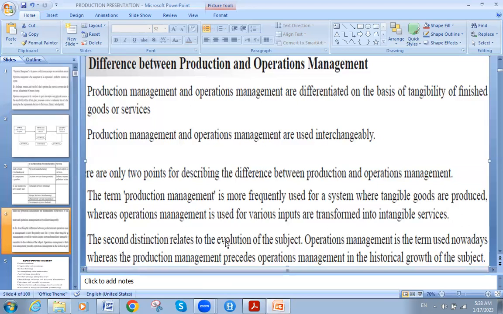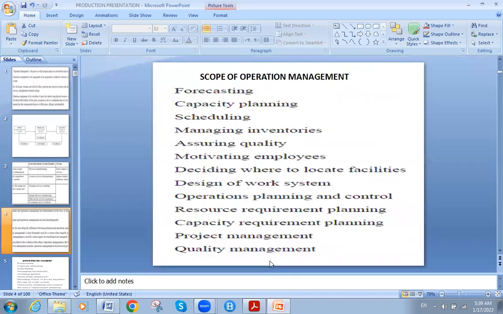The second distinction relates to the evolution of the subject. Operation management is the term used nowadays, whereas production management precedes operation management in the historical growth of the subject. So he wants to tell me that in the past we used to say production management, but now we say operation management. It has evolved from the word production into the word operation.